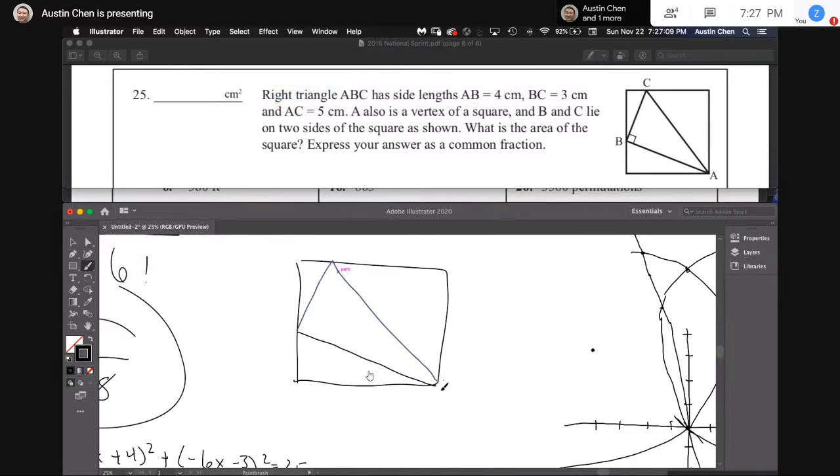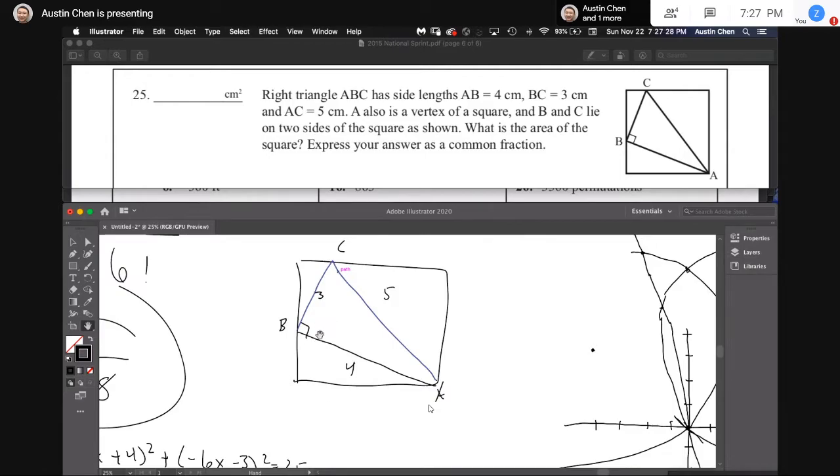Okay. A, B, C. AB is 4, BC is 3, and AC is 5. So we have a 3-4-5, and yeah, that's a right angle. Okay. And we want to find the area of the square. So essentially, we should try to find the side length of the square.